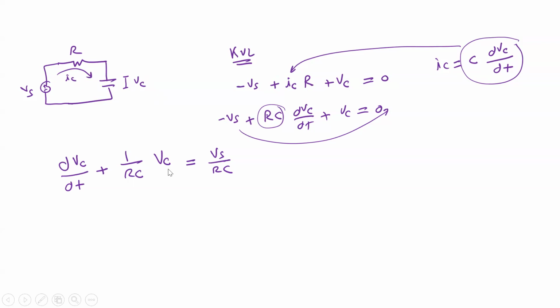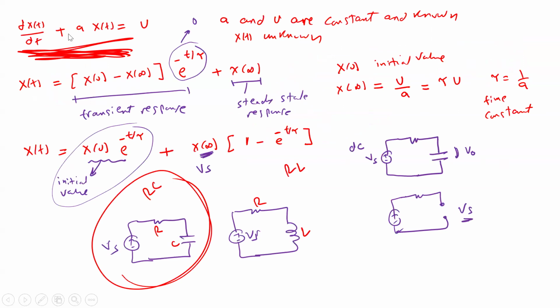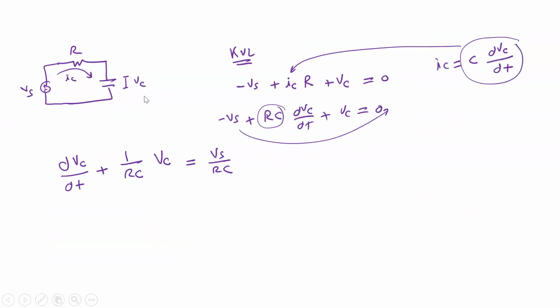Now, if you compare this equation with the equation I gave a moment ago, it's exactly the same thing. But what is A and what is U? The original equation was dx by dt plus A x equals U. So this part should be A, makes sense? And this part should be U. Now it's the same equation, and the unknown is VC. If you have this equation, do you have the solution? For sure, yes, I have the solution.